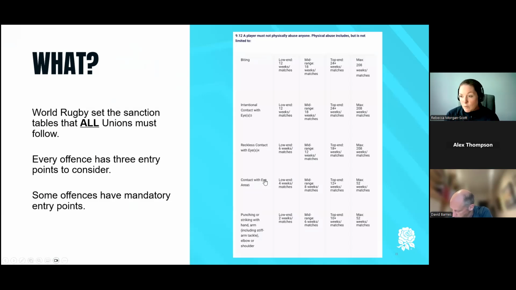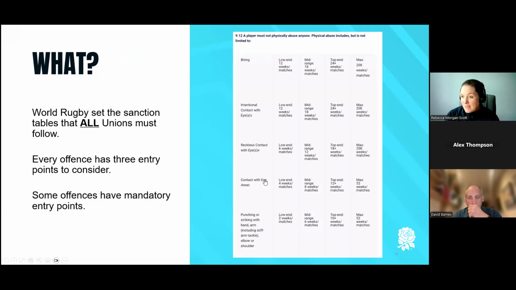So we talk about Appendix 2, the sanction table. This is an example of an extract from a sanction table. Every single foul play law will have a corresponding entry point. What you can see on the screen there is Law 9.12, and some of the offences that fall within that: biting, contact with the eyes, or punching.